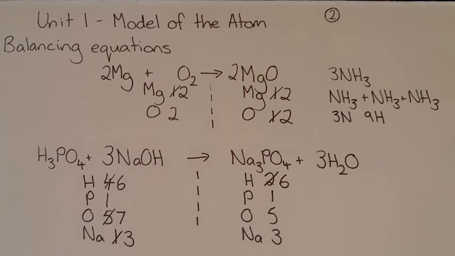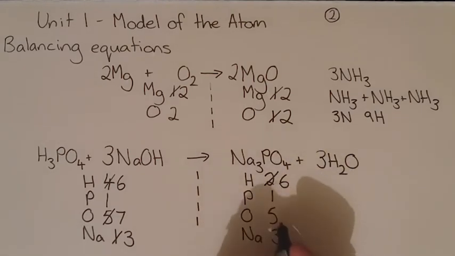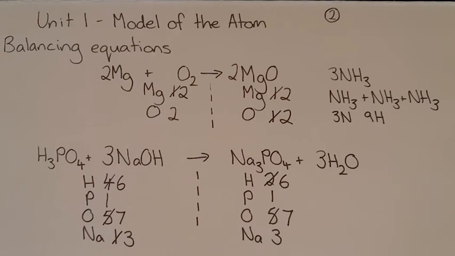We haven't altered the phosphorus. We have altered the oxygen. We've got 4 here and we've got 3 here, which gives a total of 7. And we haven't altered the sodium. If you compare the lists now, you can see that they're the same on both sides of the equation, therefore the equation is balanced.